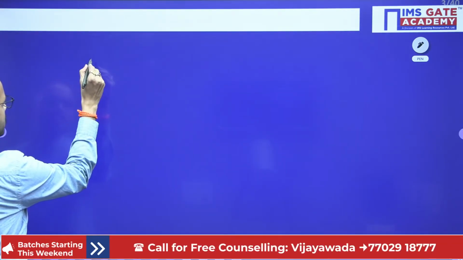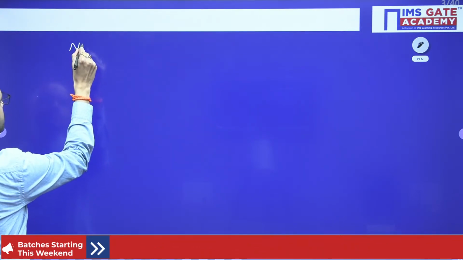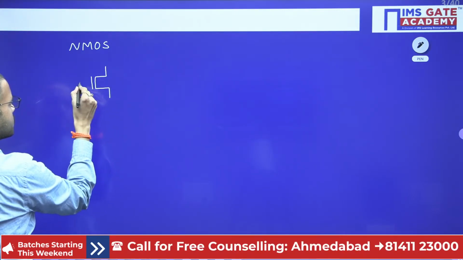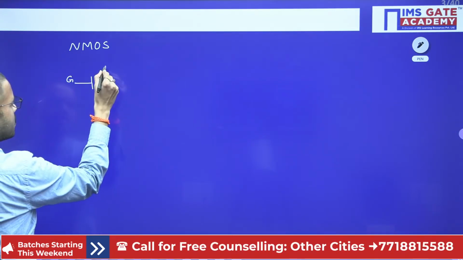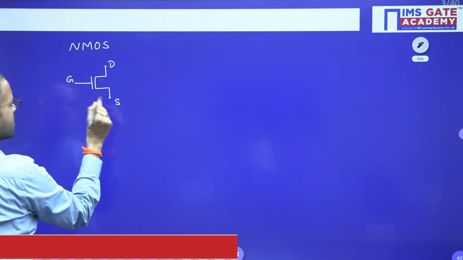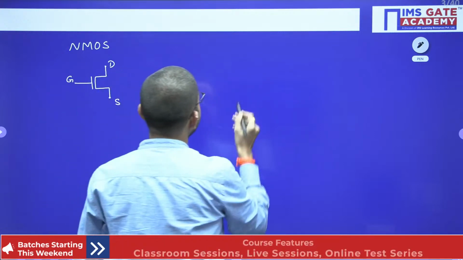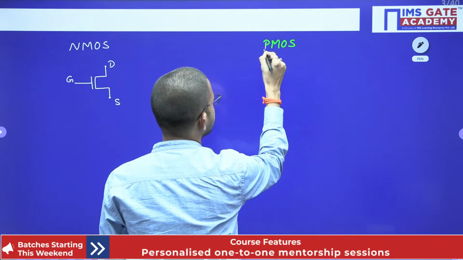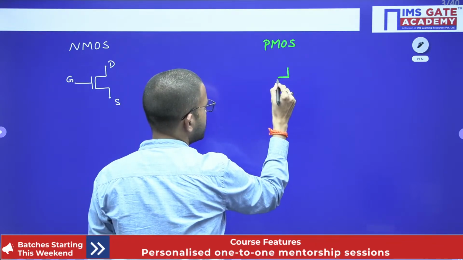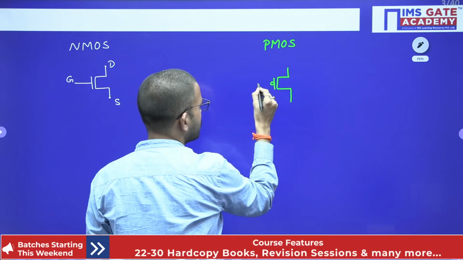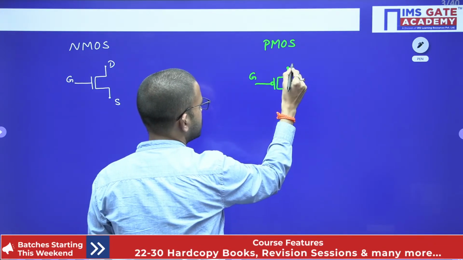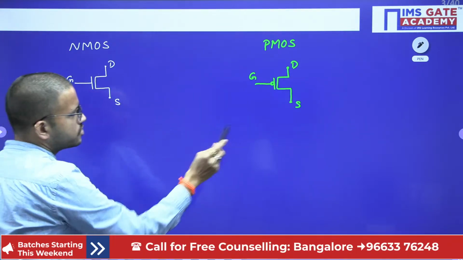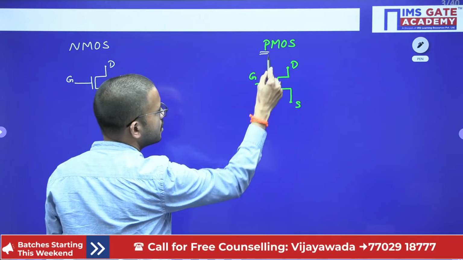So regarding the NMOS transistor, the logic symbol will be like this. Here you have gate, this is drain, and this is source. Gate, drain, source. Similarly, you have the PMOS transistor. Here, just like the NMOS, but in addition you have a bubble. That's all. Gate, drain, source. Here, this is the NMOS. Here, this is the PMOS. You have a bubble.